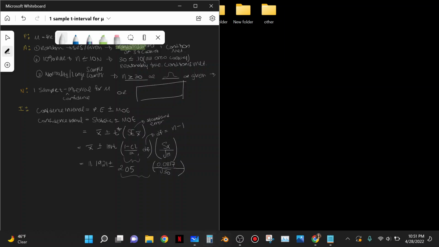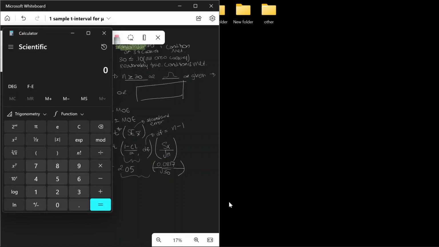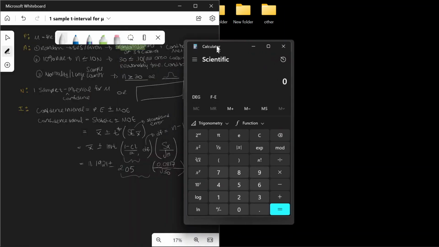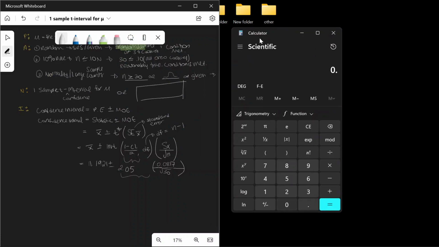If I can find my calculator, which is over here. Okay, so what is it? 0.0817. Actually, hold on. What am I doing? Clear. So square root of 30, right? How do you do this here? Square root 30. How do I do the square root? Second. Okay, what is going on? Square root. How in the world do I do this?